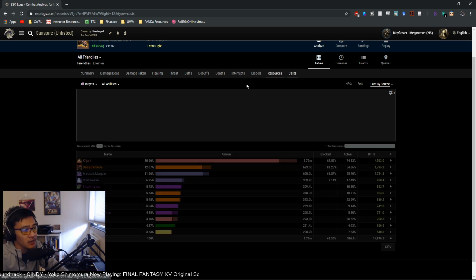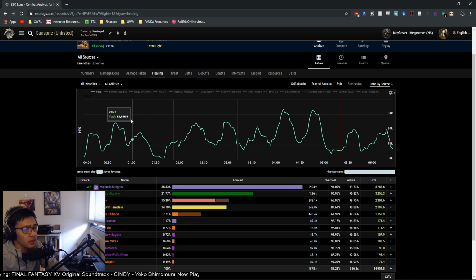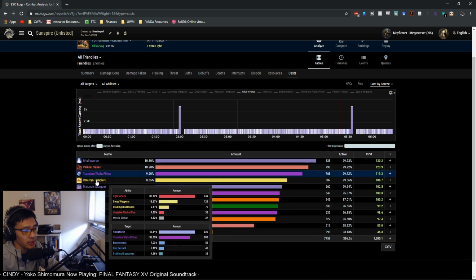So what about casts? Let's go ahead and take a look at. Well, we shouldn't take a look at casts. It's actually not a good measurement to take a look at. Healing should be pretty similar to damage taken. So again, we're not 100% certain what was going on here. So take a look at cast here, and we take a look at the healer.